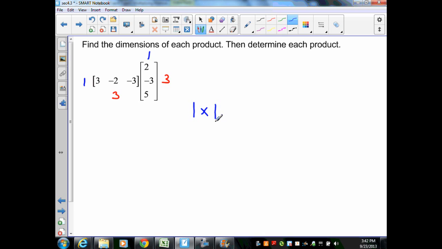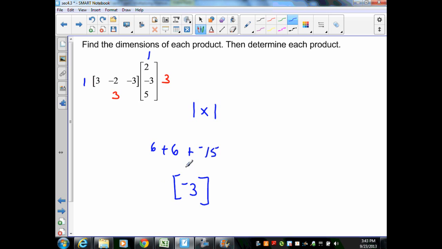So the resultant will be a 1 by 1 matrix. The process is to take this row times this column. I match up each element, multiply, and then find the sum. So this is 3 times 2, which is 6. A negative 2 times a negative 3 is a positive 6. I want to add those. And then a negative 3 times 5 is a negative 15. Again, we'll add that. Find their sum, which gives me a 1 by 1 matrix, and it's going to be a negative 3.